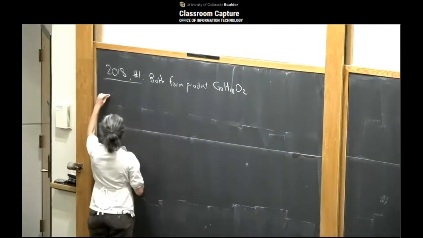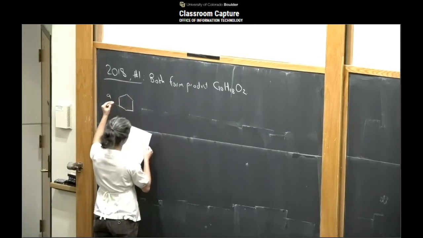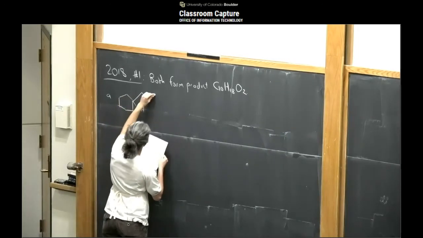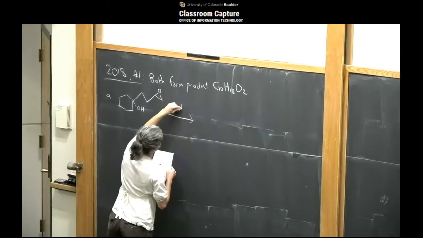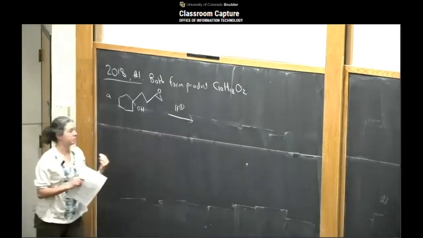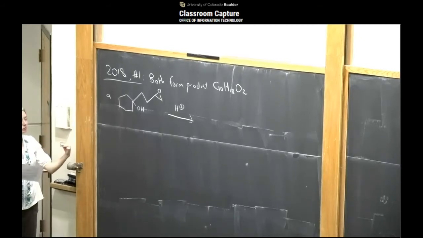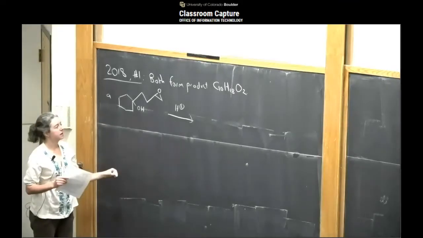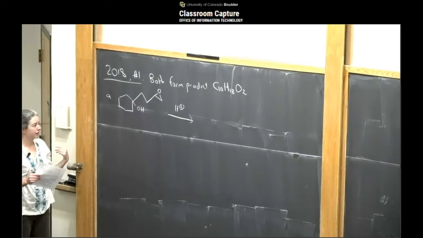Okay, so we've got this starting material for both parts. And the only difference between parts A and B is that A has an H plus on the arrow, so it's in acidic conditions, while B has OH minus on the arrow, so it's in basic conditions.